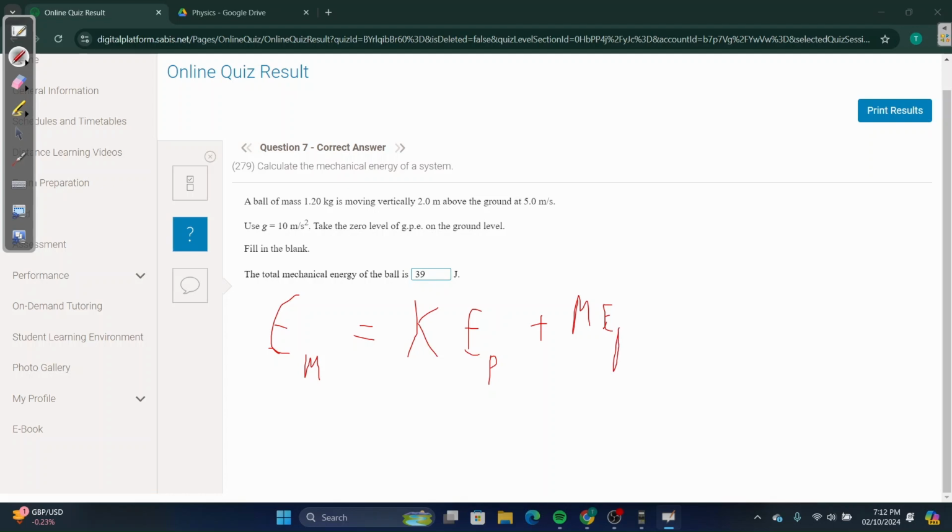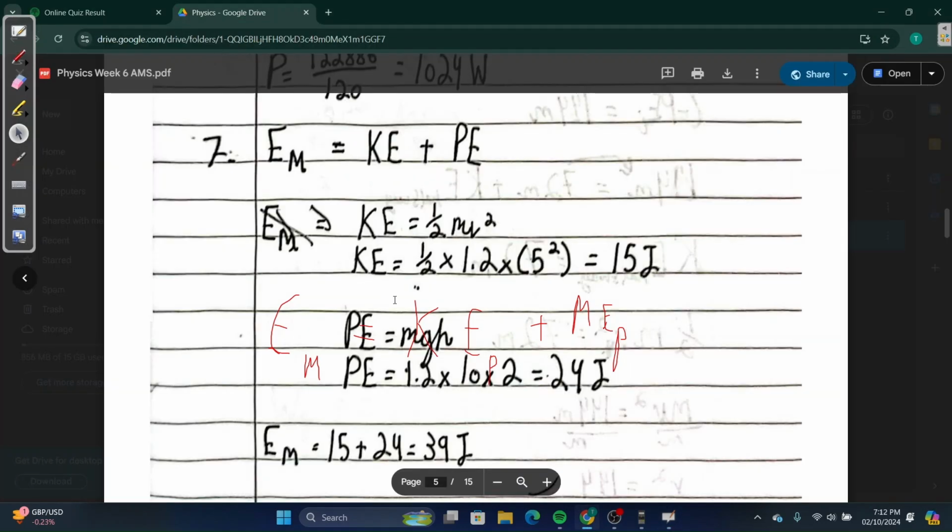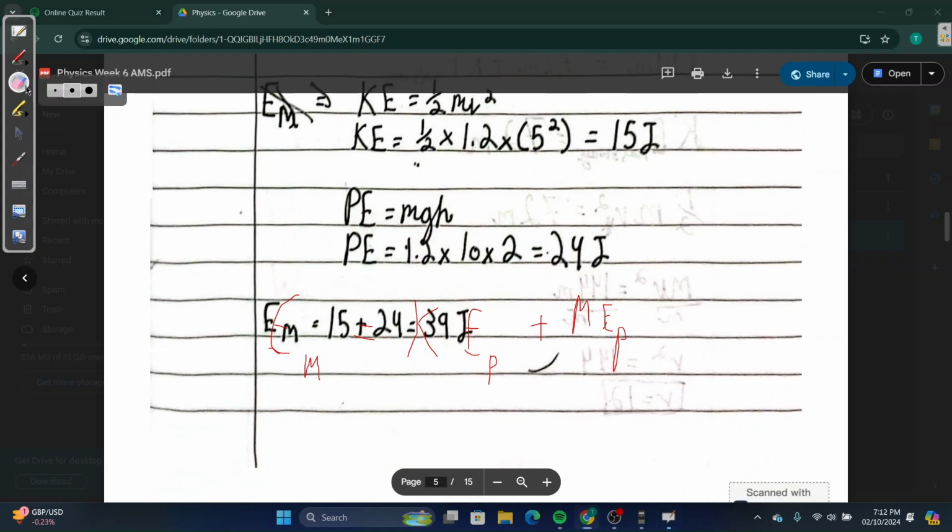Over at point P. So for the mechanical energy, we're going to have to find the kinetic energy and the potential energy. I'm just going to go to the copy because this is going to take a while. Oh sorry, this is potential energy. This is not mechanical energy, I made a mistake. Potential energy at point P.